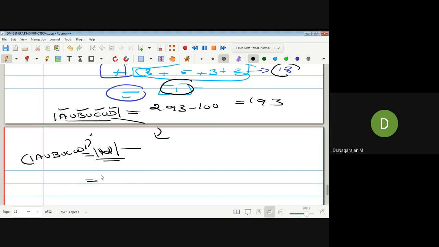N of u means 250. Correct? N of u means number of elements. 250 minus 193. Then what is the end result? 57. Is it correct? Yes sir.